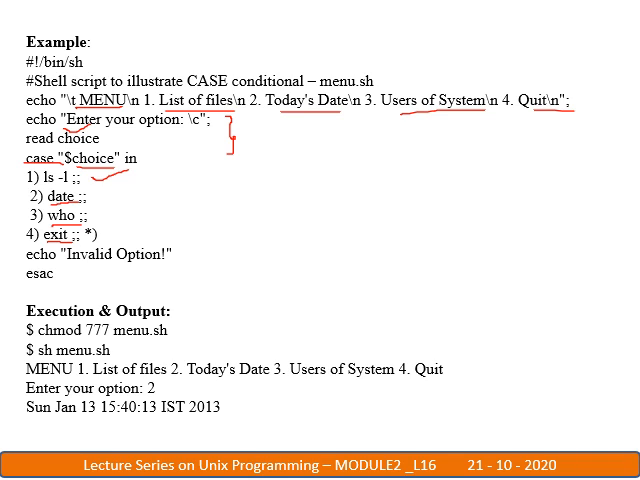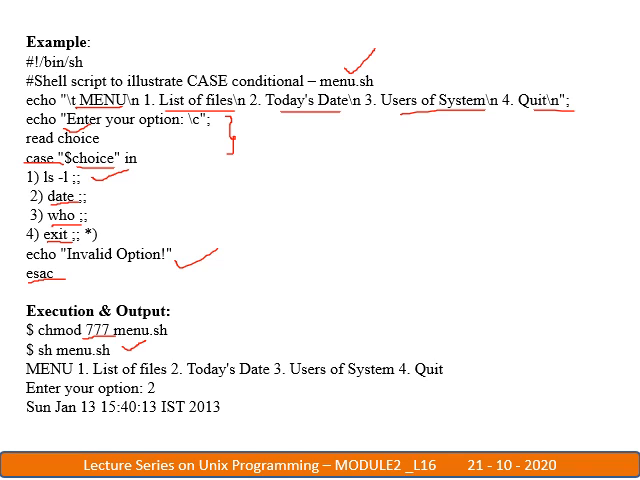And if the pattern does not match a particular choice, so if we type something other than these four, then it is going to show you an invalid option. The end of the case is written as the reverse of case, that is esac. So when you execute this program, first change to execute permission for the particular file, then execute. The name we have taken for the shell program is menu.sh.